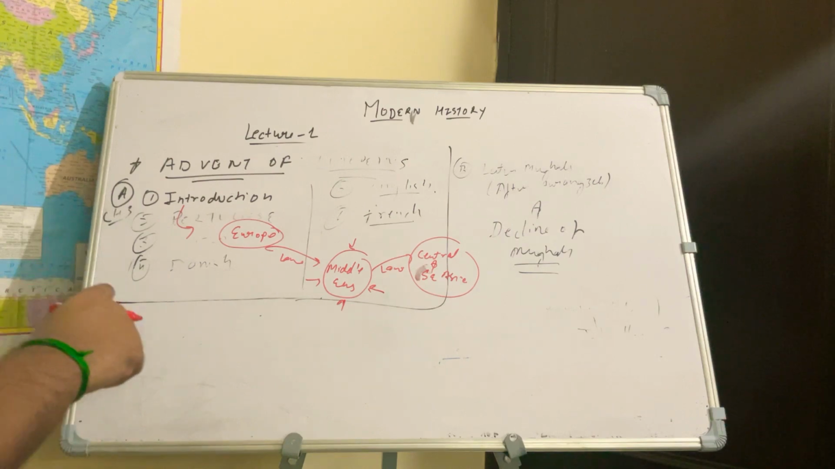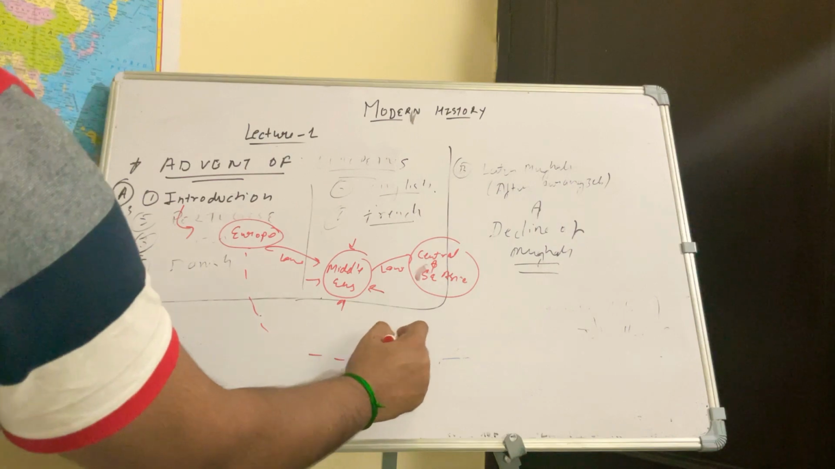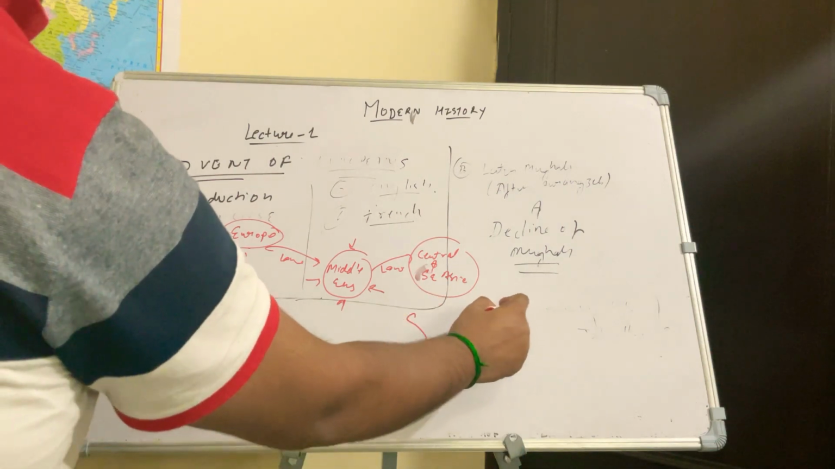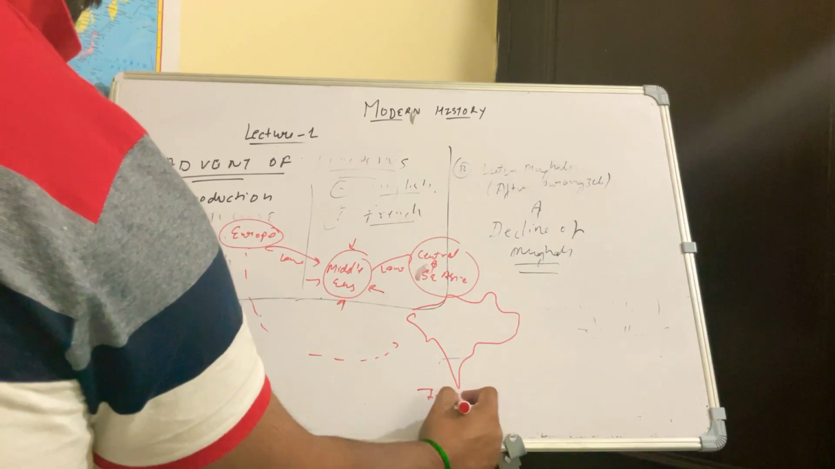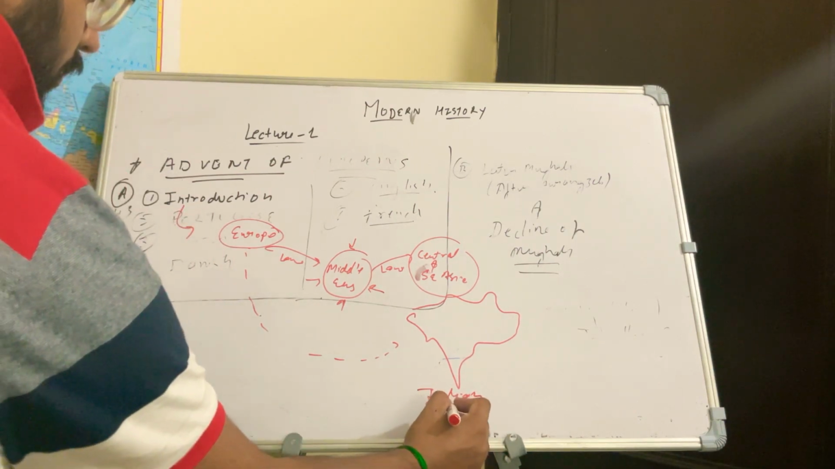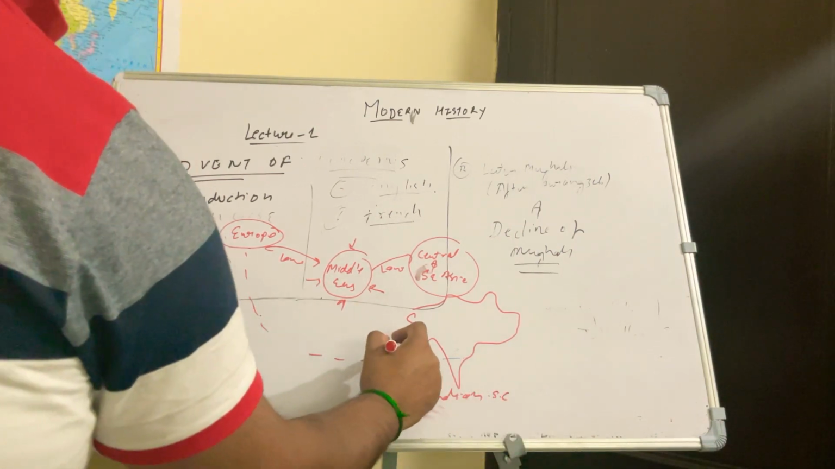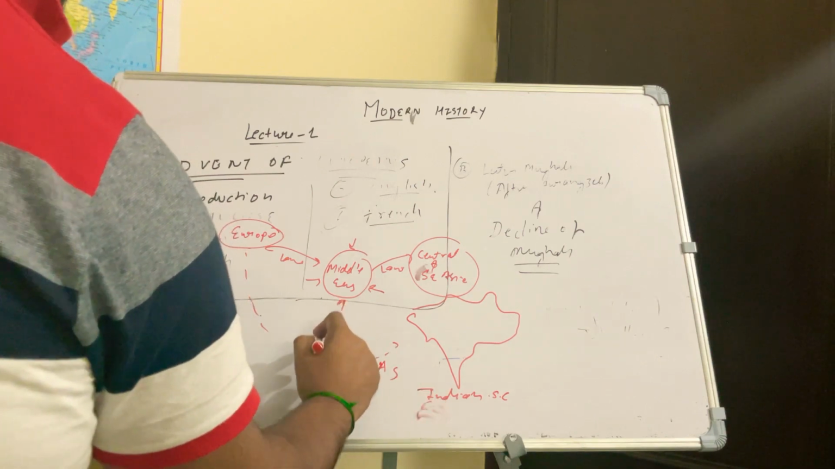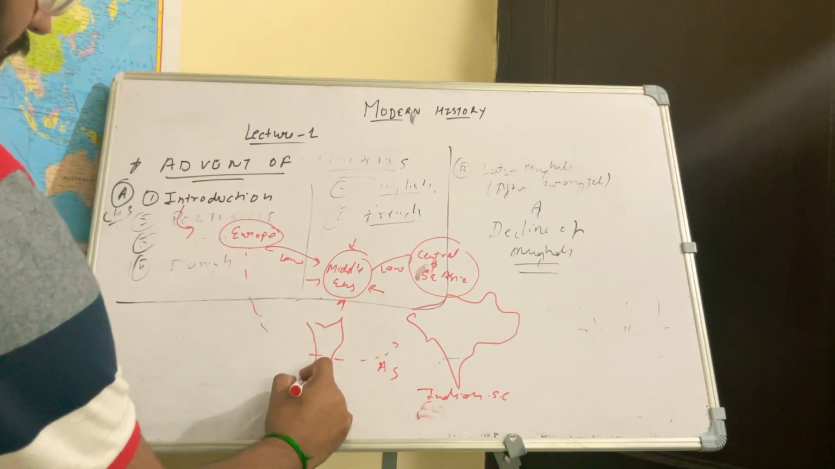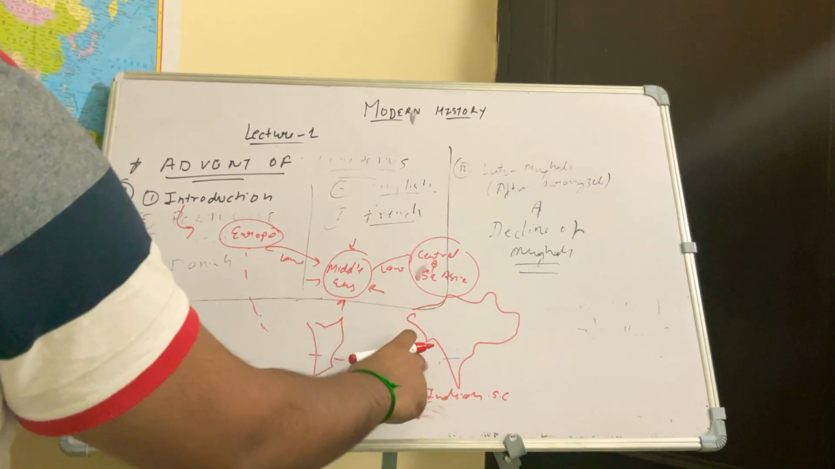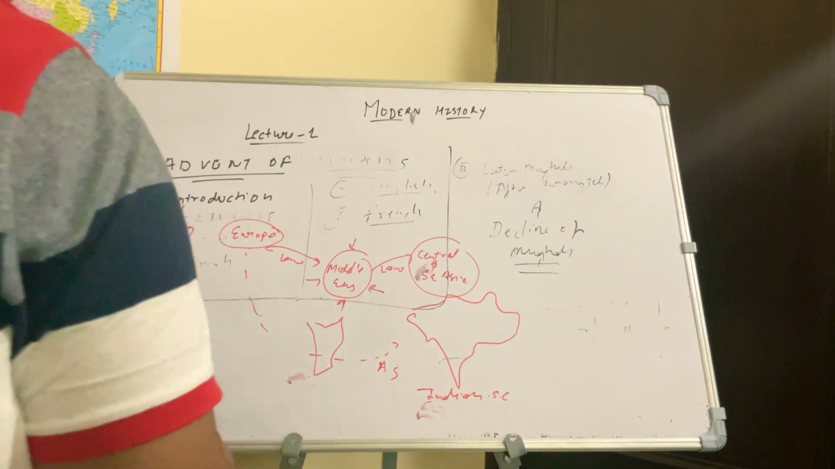But the scenario changes when Europeans were able to navigate to the Indian subcontinent. I'm just going to write Indian subcontinent, and this is your Arabian Sea, and this is Europe, and this is your African part, Cape of Good Hope. From here they were able to come to the Indian subcontinent for the very first time through sea.